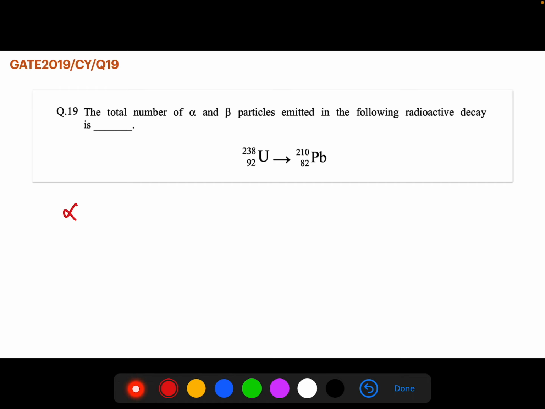So basically your alpha particles are 7 and your beta particles are 4 in number. We were asked for the total number of alpha and beta particles, so you need to be vigilant here and add these two, and you will get a total of alpha plus beta, which is 11.